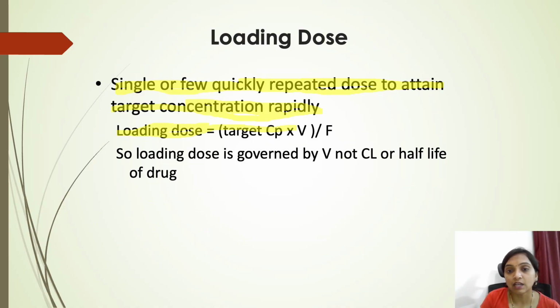So the loading dose is calculated by this important formula, which depends on the target plasma concentration, how much you need, multiplied by the volume of distribution, divided by the bioavailability of the drug. So this is what is important. For loading dose, what we consider is volume of distribution and not clearance. So this is very important.